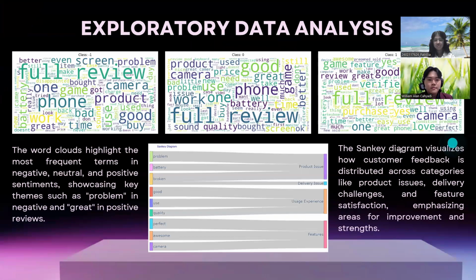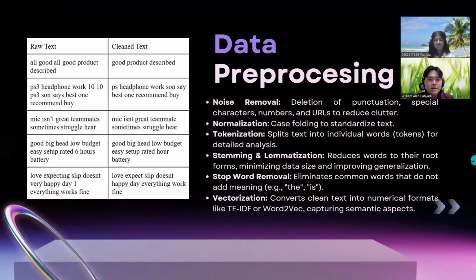The pre-processing phase was vital for ensuring data quality and model accuracy. Initially, noise such as punctuation, special characters, numbers, and URLs was removed to declutter the text. Text normalization was performed by converting all letters to lowercase, creating uniformity in the dataset. Next, tokenization broke the text into individual words or tokens for granular analysis.